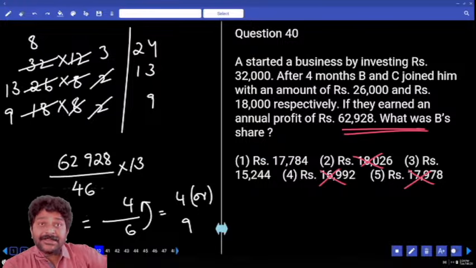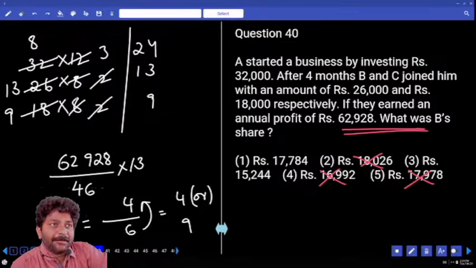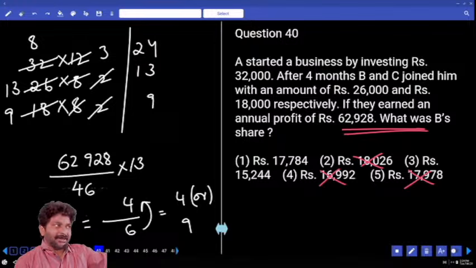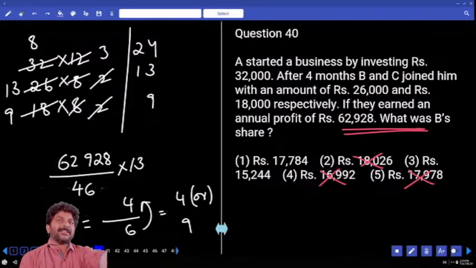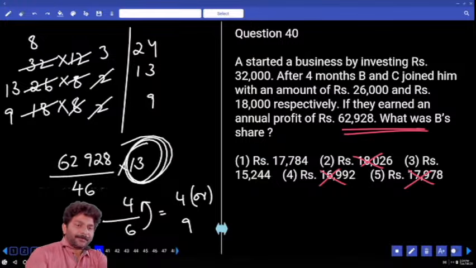Is your first option a multiple of 3? Yes. Is your third option a multiple of 3? Now come to our numbers. If the answer has to be a multiple of 3, the answer is the first option. Otherwise it is the third option. Right. Now, in the number 62,928, do you have a multiple of 3?